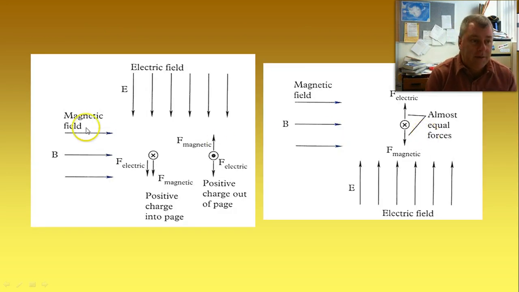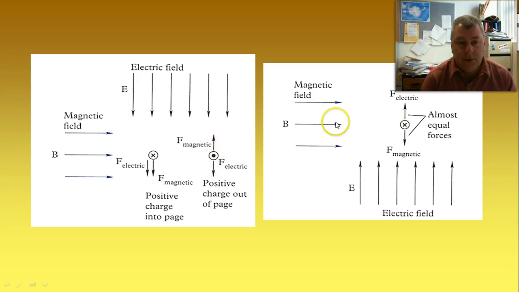So here we have a magnetic field going from left to right. Here's an electric field going down. A positive charge would experience a force due to the magnetic field down, and a force due to the electric field down. So this particle would move that way. Whereas a negative charge is experiencing a force in opposite directions, and therefore these two could theoretically cancel each other out, and we'll see situations where that occurs.